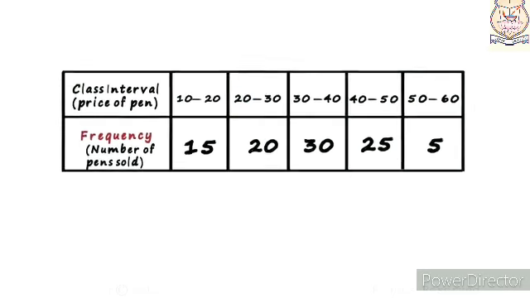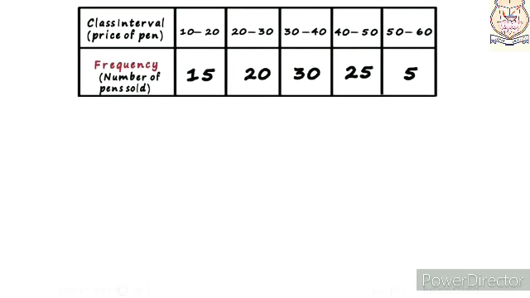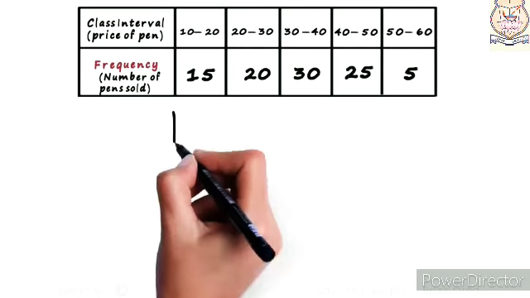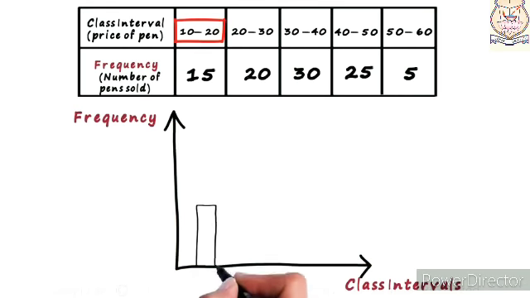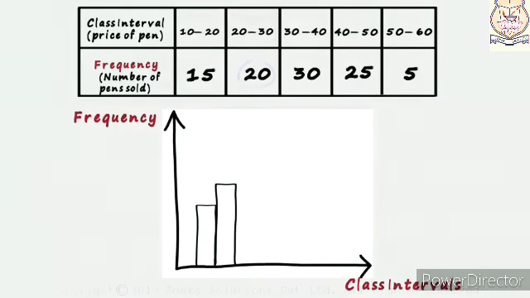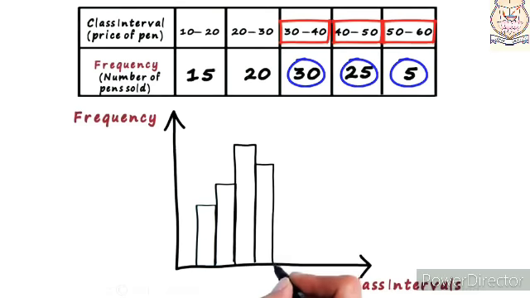We saw how we can draw a histogram for continuous class intervals. We have the x and the y-axis. We have the class intervals on the x-axis and the frequency on the y-axis. For the interval 10 to 20, we draw a bar to represent 15 pens. For 20 to 30, we draw a bar to represent 20 pens. Observe that here there are no gaps between the bars like we had in the bar graph. In the same way, we draw bars for the remaining 3 intervals.